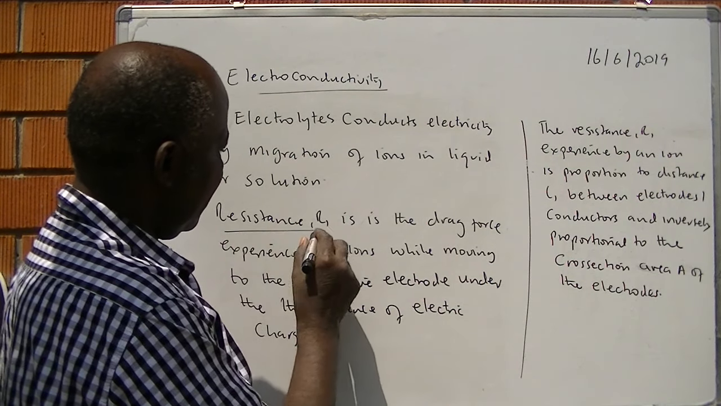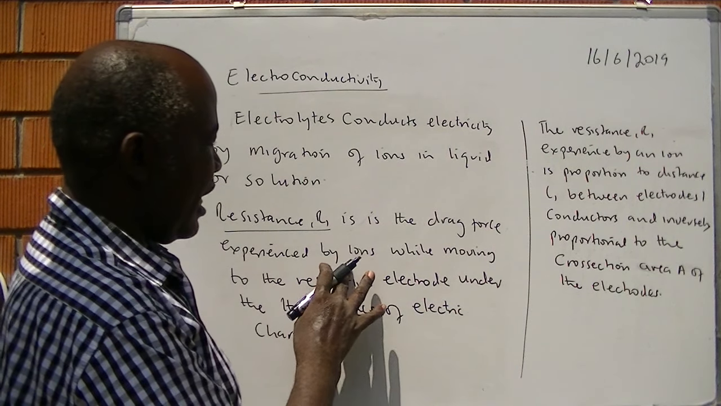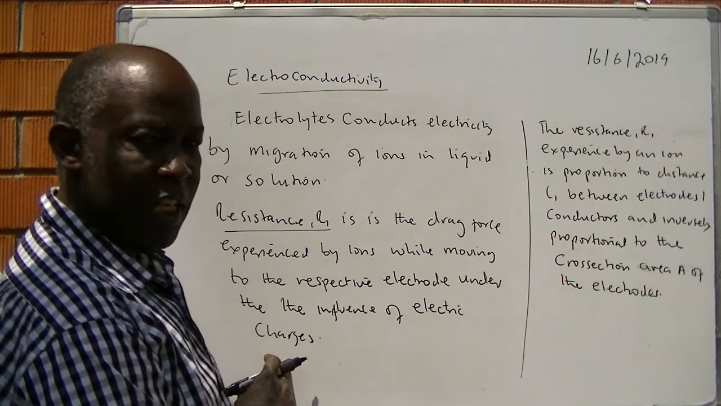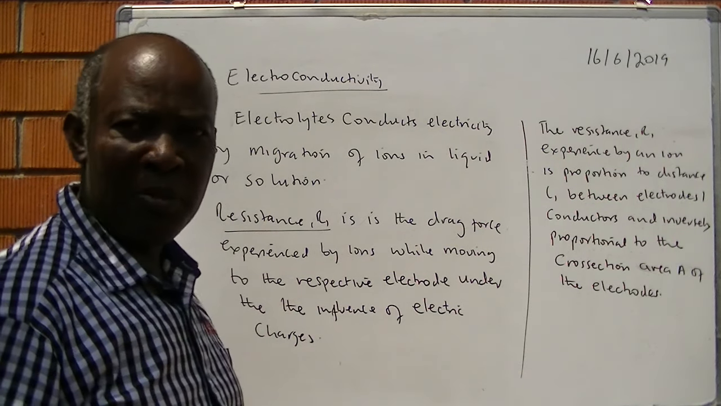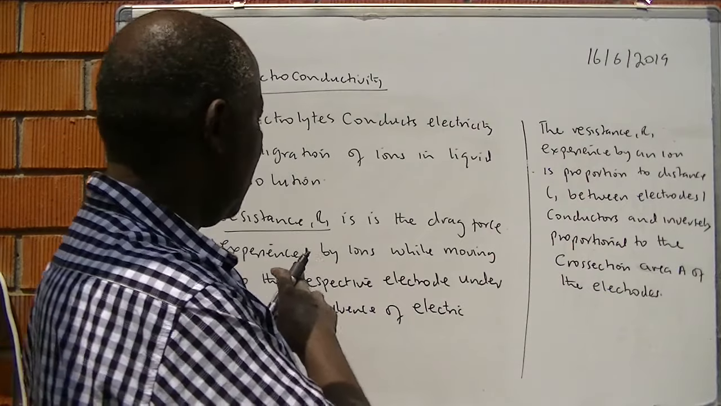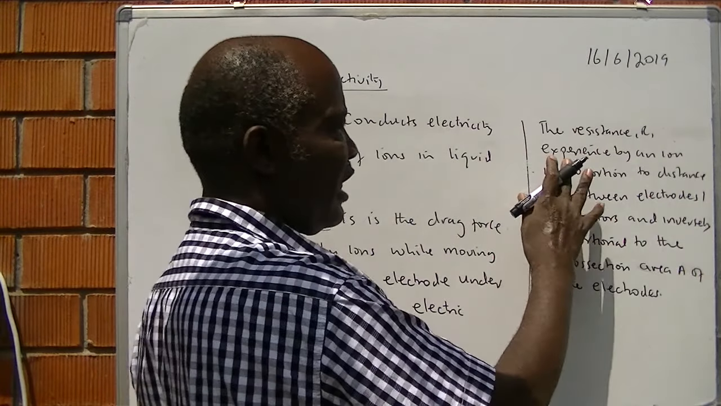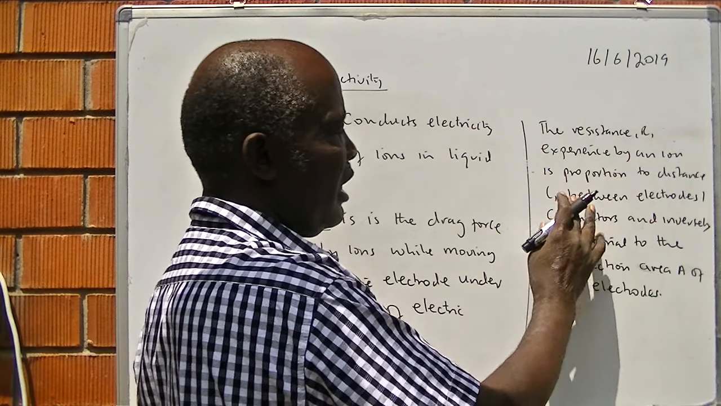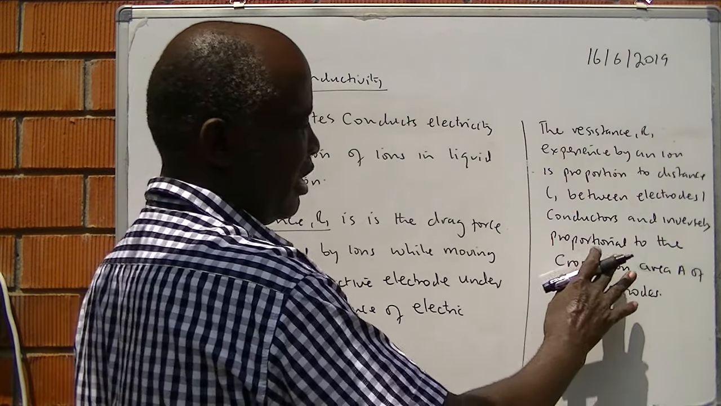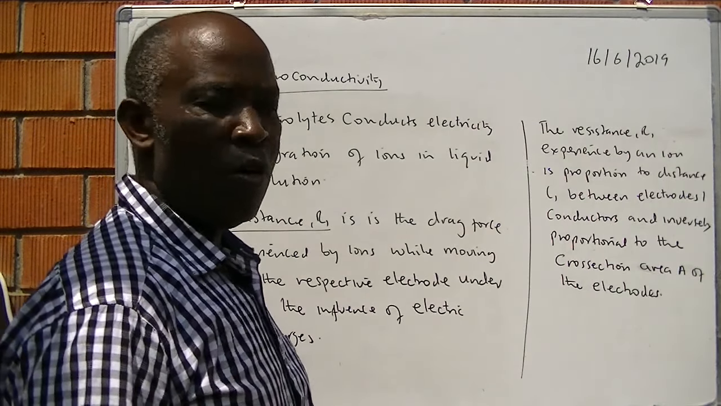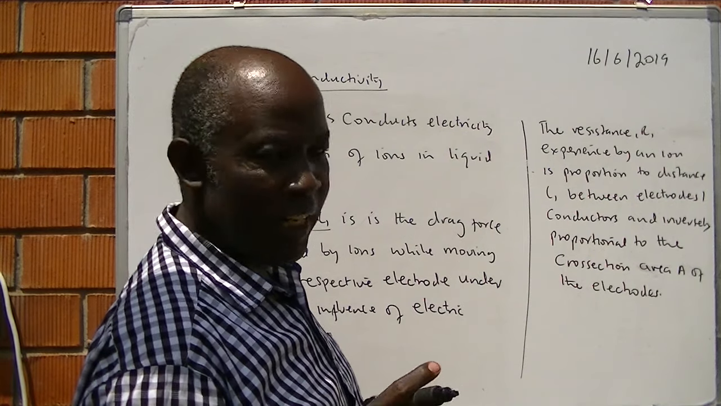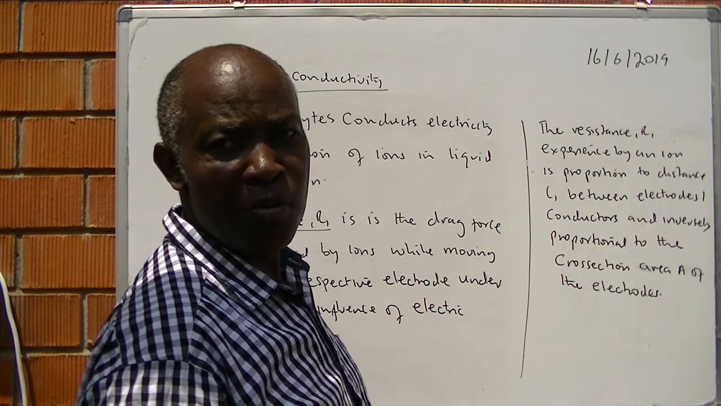The resistance R is the drag force experienced by ions while moving to respective electrodes under the influence of electric charges. So the force experienced by ions while moving to respective electrodes is called resistance R. Then the resistance R experienced by an ion is proportional to the distance L between electrodes or conductors and inversely proportional to the cross-section area of electrodes. For ease of calculation, we shall consider the cross-section area of each electrode to be equal.